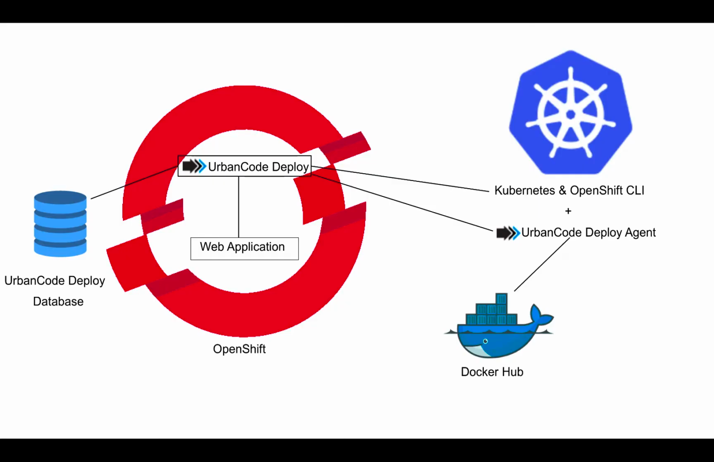This diagram shows the layout of my demonstration. I have UrbanCode Deploy running as a container in OpenShift. UrbanCode Deploy will be managing the deployment of a web application that will also be running in OpenShift. My UrbanCode Deploy database is outside of OpenShift in my demonstration, but it just as easily could be running in OpenShift. Outside of OpenShift, I have an UrbanCode Deploy agent running on a machine that has the OpenShift command line interface and Kubernetes command line interface installed. Finally, my web application's container images happen to be stored in Docker Hub.